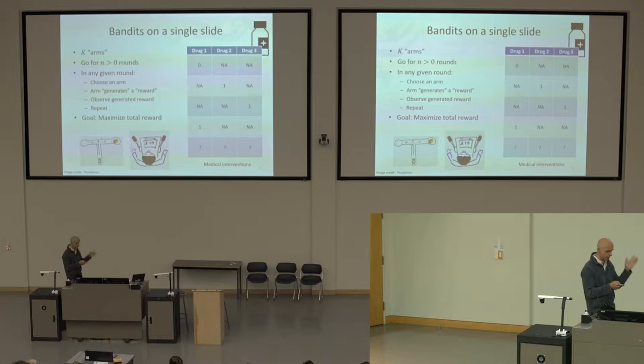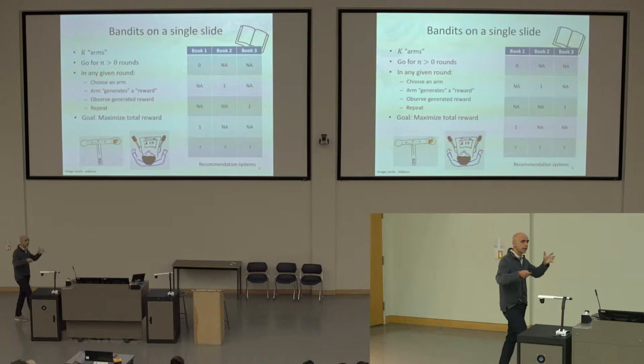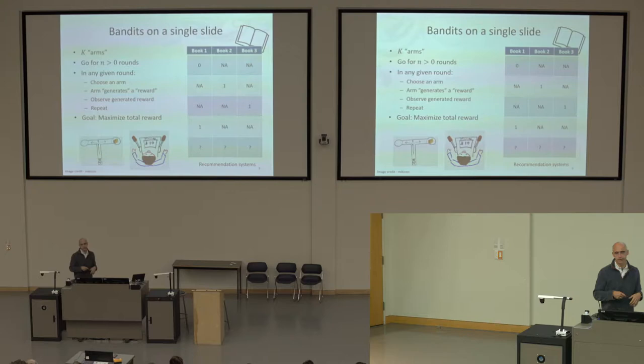But in modern days, one of the most prevalent applications is in recommendation systems, when users arrive at a website and you can recommend one of three books. If someone buys a book, then you get a reward of one. You can make it more complicated, of course. You may have to store the book and there is a storage cost, and different books cost different amounts and so on and so forth. But the idea is the same.